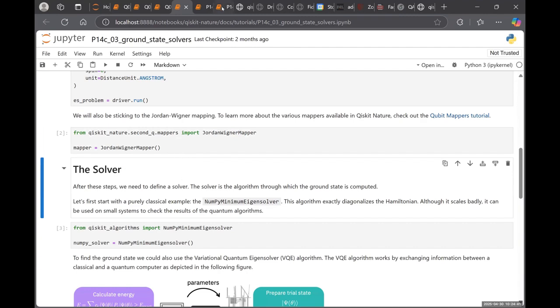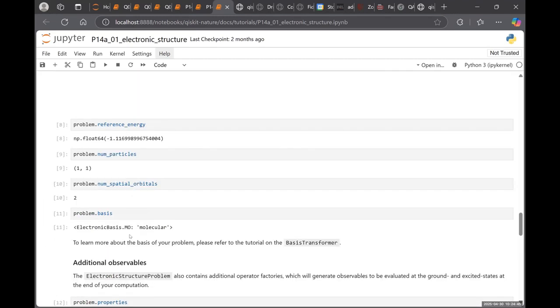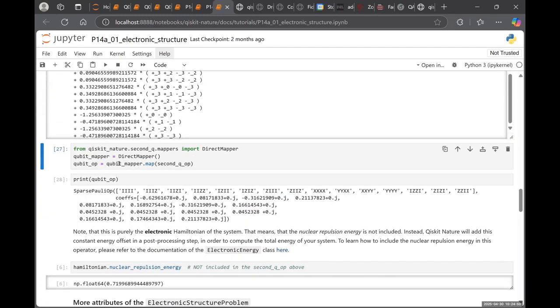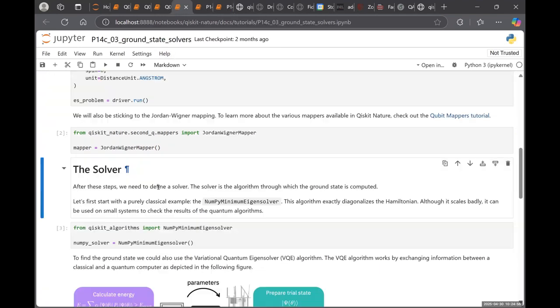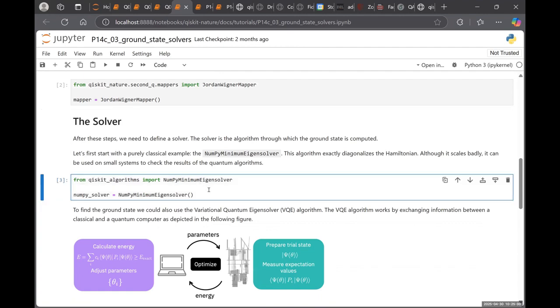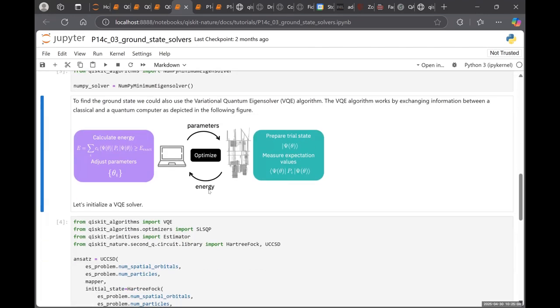And if you want, you could also print out the Hamiltonian. We did it here. You could also do that. Now the solver, we already saw that they use NumPy minimum eigensolver. Okay, so to find the ground state, we could also use VQE.